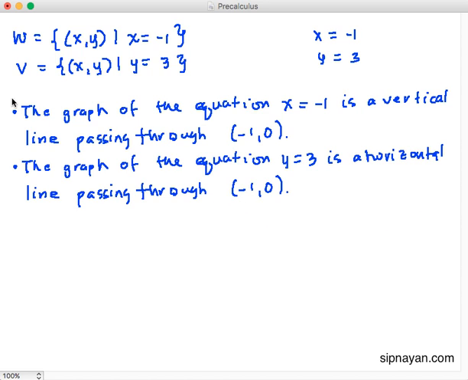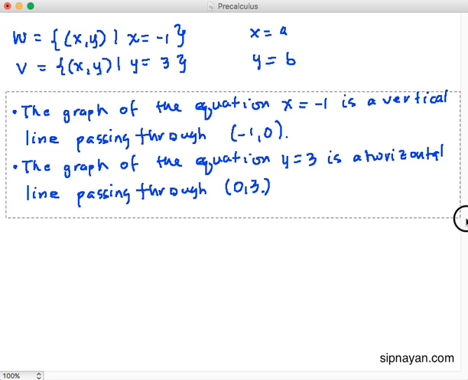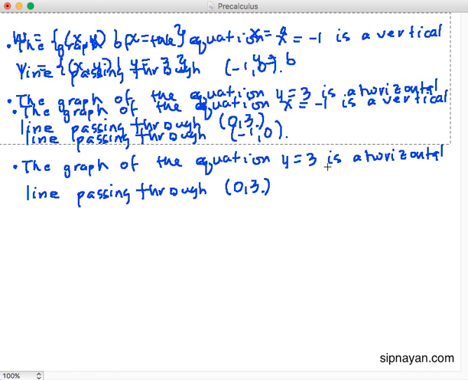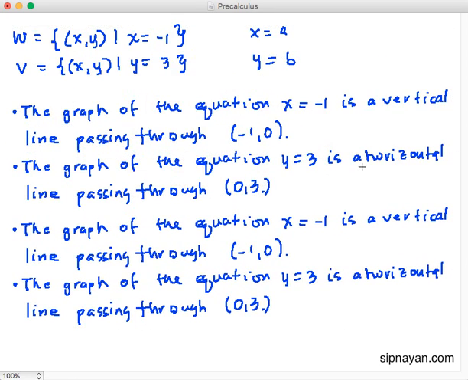It passes through (0, 3). In fact, we can generalize this. What if x is any number a and y is any number b? We can generalize it. We can just copy this and then replace the values. So when x equals a, what happens? Where does it pass through?